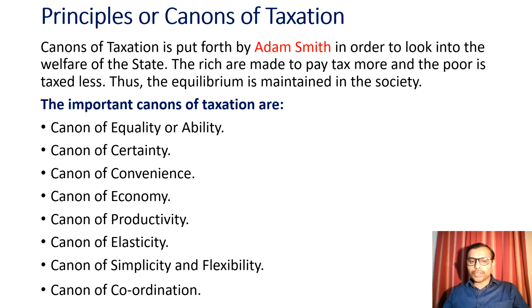So it should be minimal. It should be minimal in nature when you compare it to the revenue collected. For example, online GST filing reduces the paperwork and collection cost. So paperwork will reduce, and collection cost is also going to be reduced.